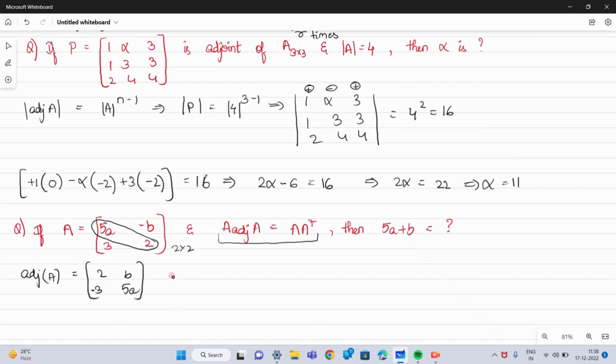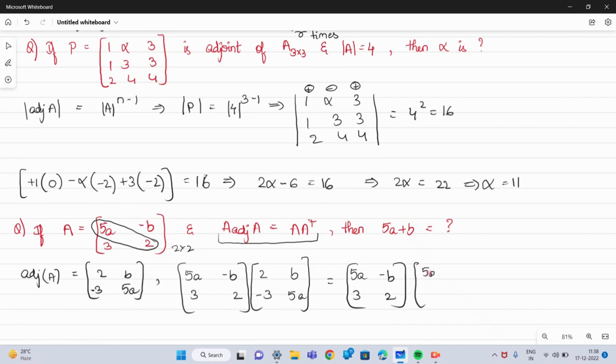So now take the relation in use. Matrix A is 5A, minus B, 3, 2, into adjoint of A, which is 2, B, minus 3, 5A. Matrix A is 5A, minus B, 3, 2, and the adjoint of A is 2, B, minus 3, 5A. So matrix multiplication is possible. So with the use of matrix multiplication, multiply these two matrices.